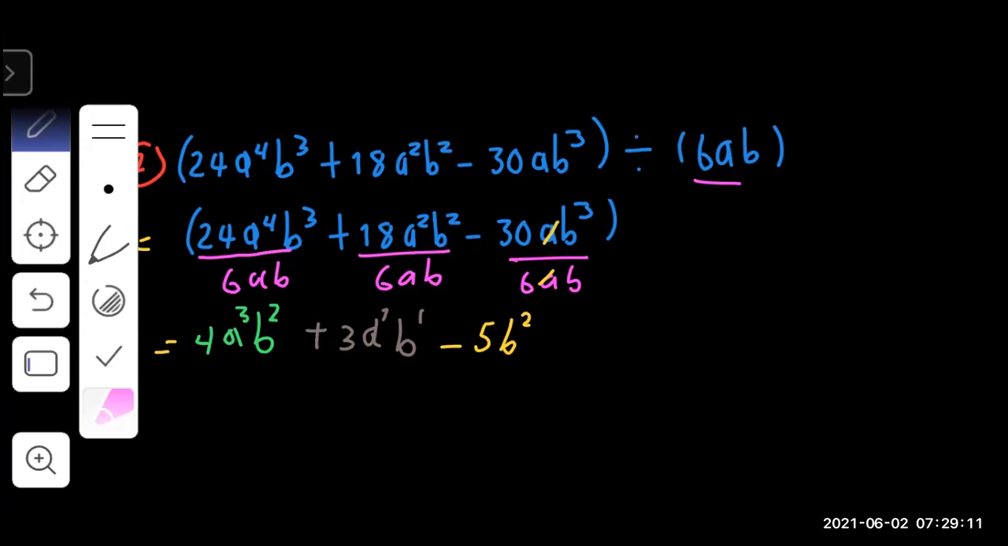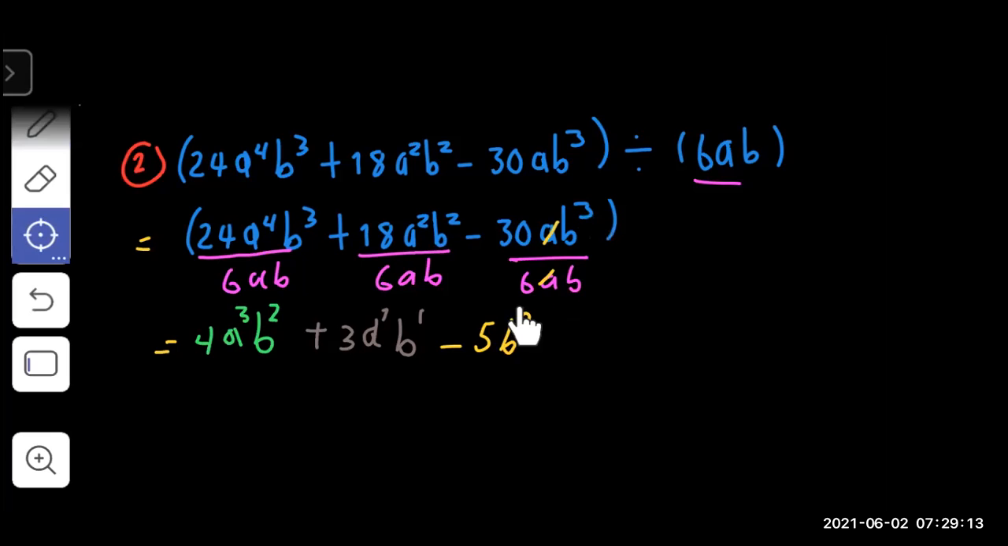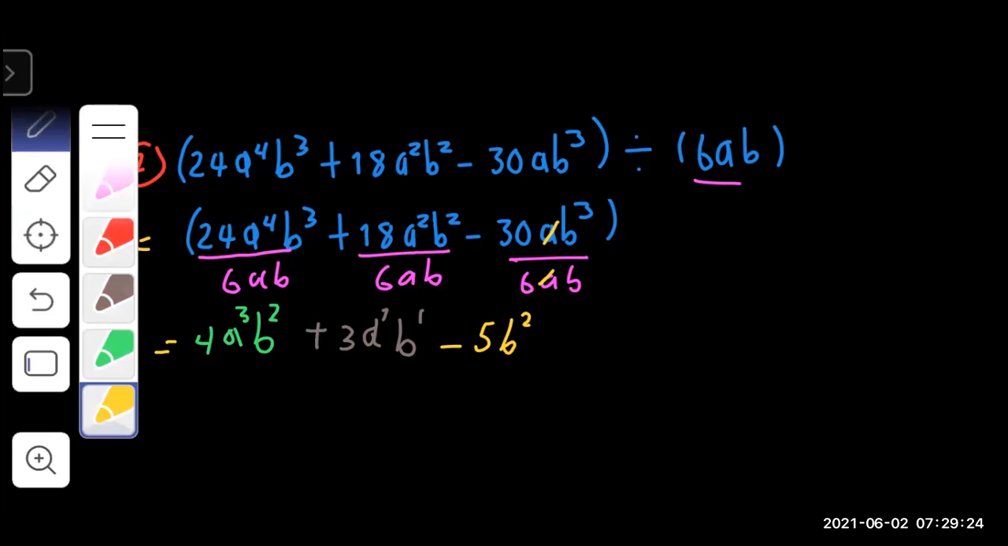b squared, correct? 3 minus 1 is 2. This part, guys, I just cancel, because it's like you have a number here: 6 divided by 6 is 1. You cancel, but I don't need to put 1 here, so it's okay. This is the answer, guys. This is how we divide a polynomial by a monomial.